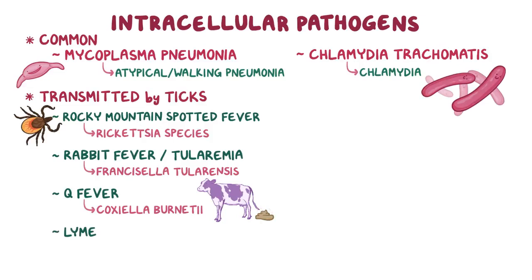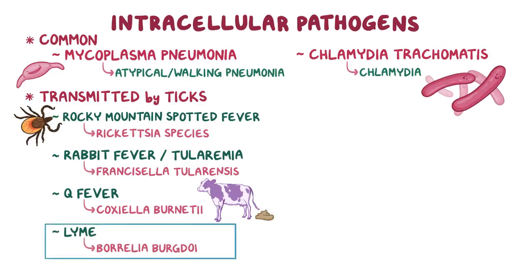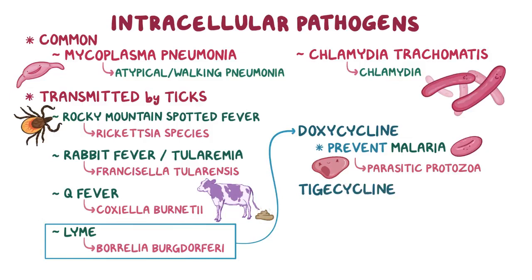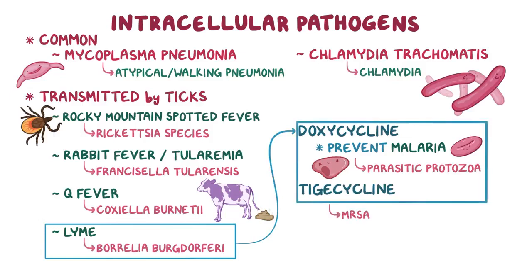For Lyme disease, which is caused by ticks carrying Borrelia burgdorferi, doxycycline is the medication of choice. It can also be given to prevent malaria, which is a parasitic protozoa that infects blood cells and hepatocytes. Both doxycycline and tigecycline are also effective against MRSA, a notoriously tough bug that resists many common antibiotics.